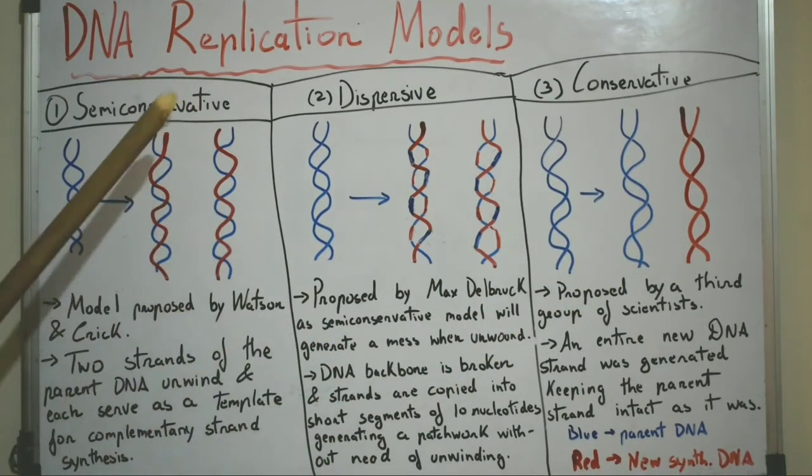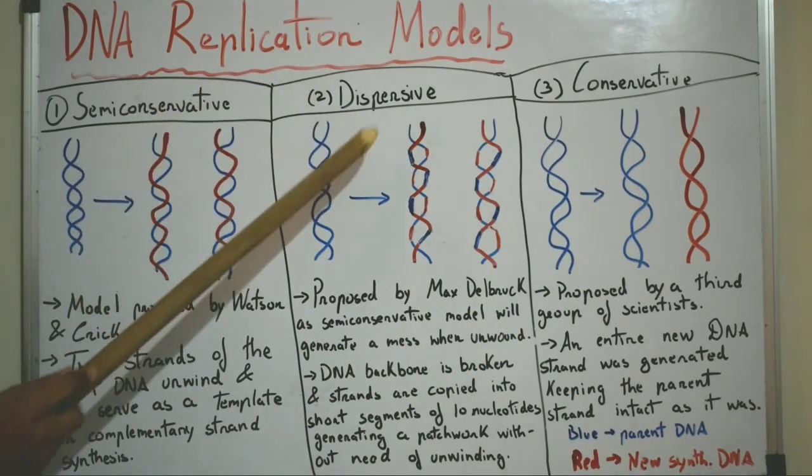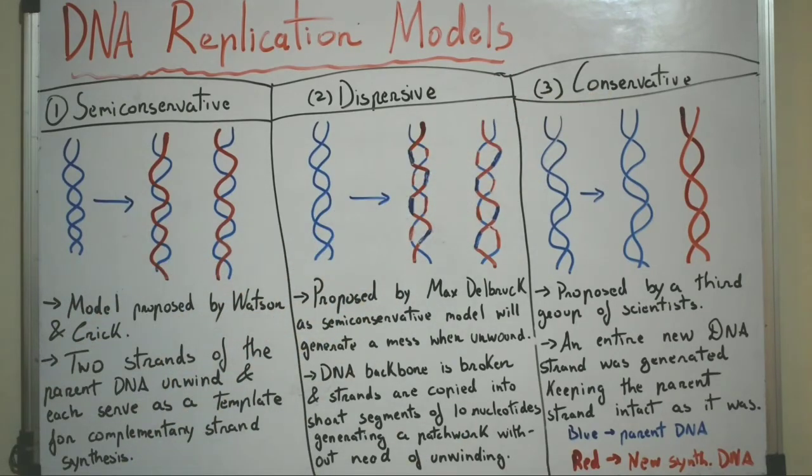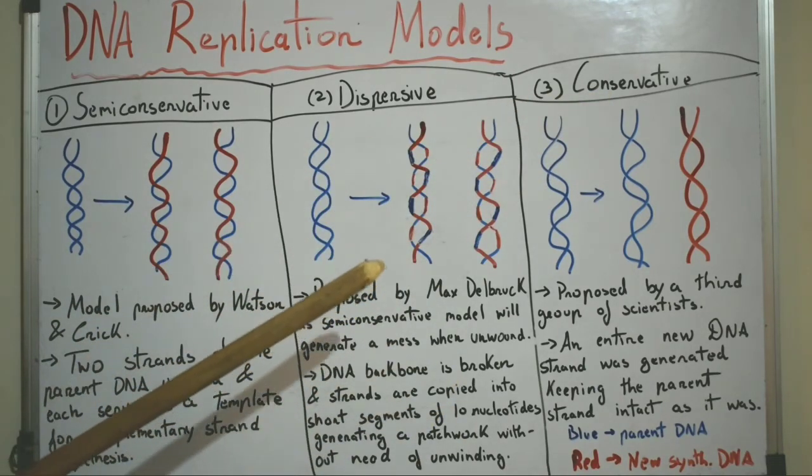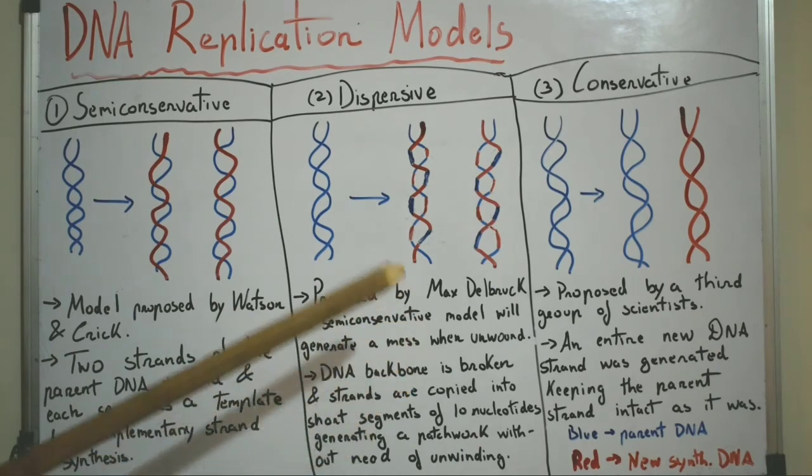Okay, so now which of these three hypotheses, that is semi-conservative, dispersive and conservative, was true was experimentally proved by two scientists named Meselson and Stahl, which I will discuss in my next video.